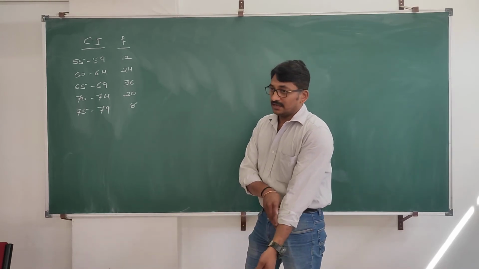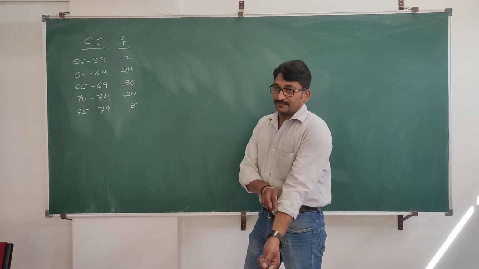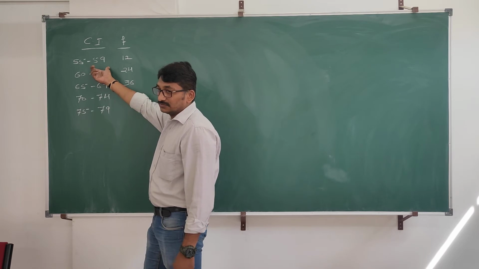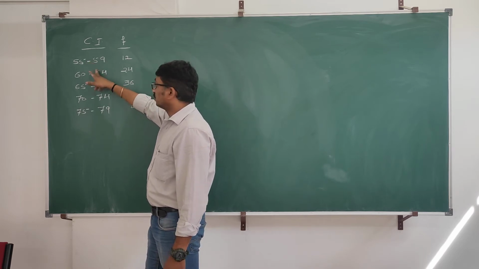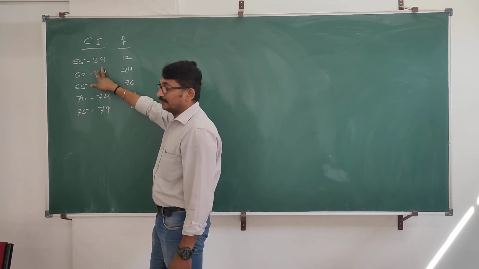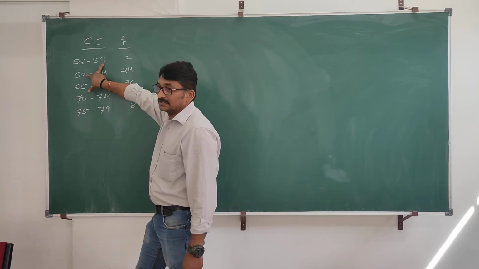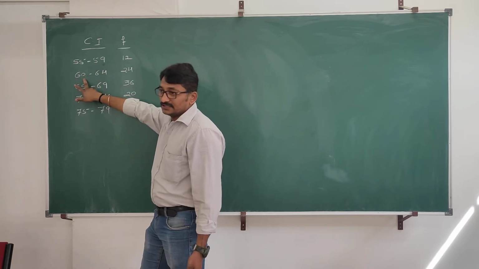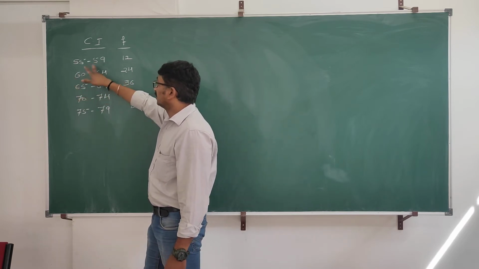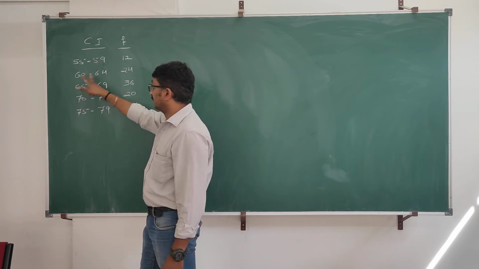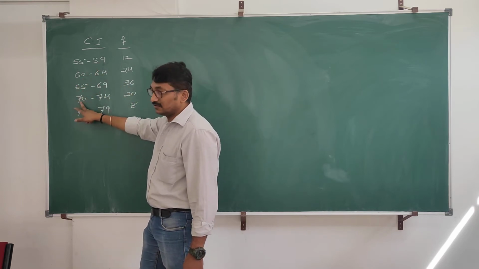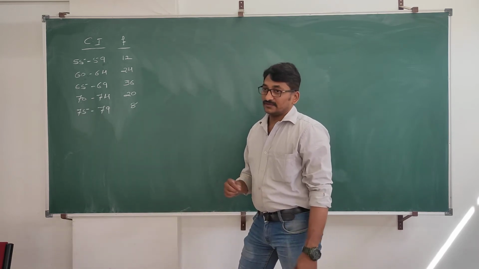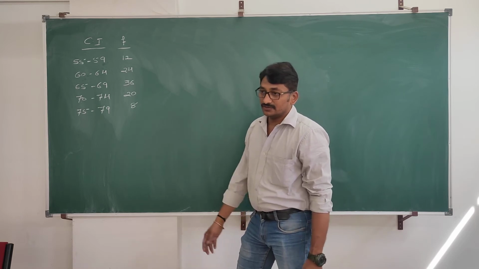Arithmetic mean, right? Your arithmetic mean formula remains same, but first of all check out whether this problem belongs to exclusive or inclusive. Now it is inclusive method because upper limit is not repeated once again as lower limit. If upper limit is repeated once again as lower limit, it is exclusive. Here 59 is not repeated, 64 is not repeated, 69 is not repeated. So it is called inclusive method. So whenever there is an inclusive method, first of all we have to convert this inclusive into exclusive.